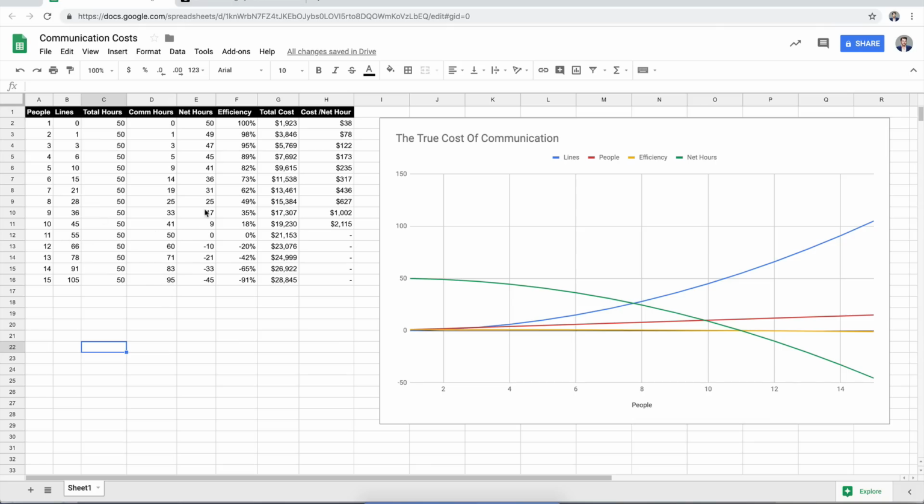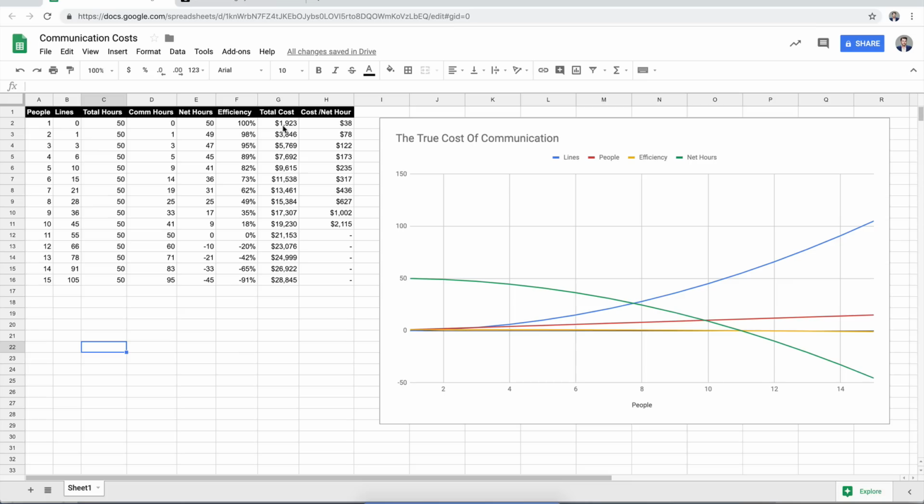And then we've got our net hours. So the total hours the people put in, less communication hours, equals net hours. And net hours is basically the number of hours that are spent working and doing things versus just talking to people. Because talking isn't really doing, and doing isn't talking. And so this is the output, net hours. And then the efficiency. So how many net hours as a percentage of total hours, that's the efficiency.